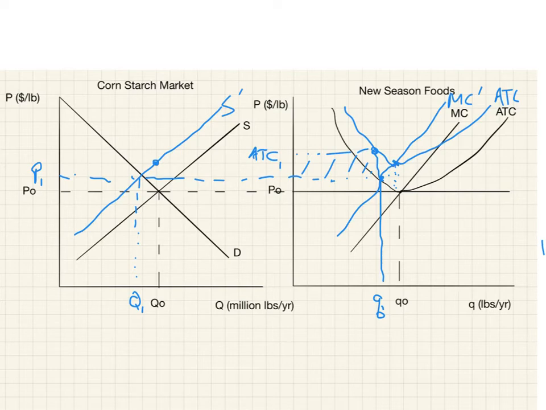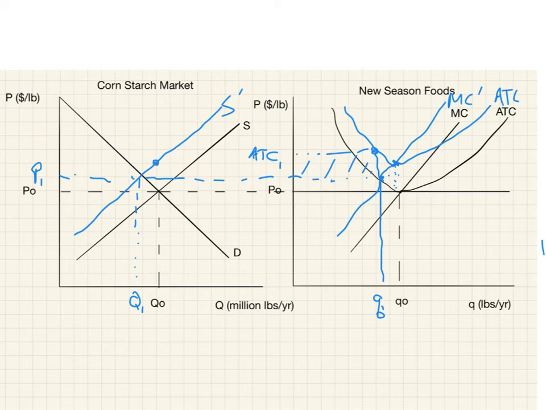Now, in the long run, what's going to happen? I'm going to switch to red. And when we finish the short run case, either firms are making a profit and there's going to be entry over the long run, or firms are making a loss and there's going to be exit over the long run. In this case, firms are making a loss.